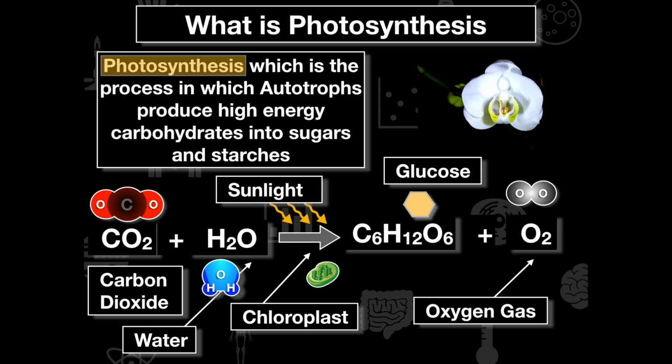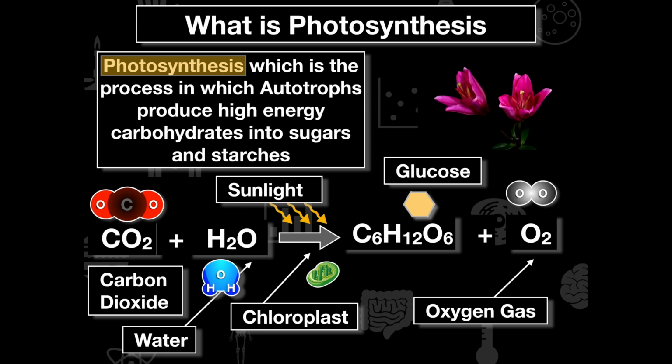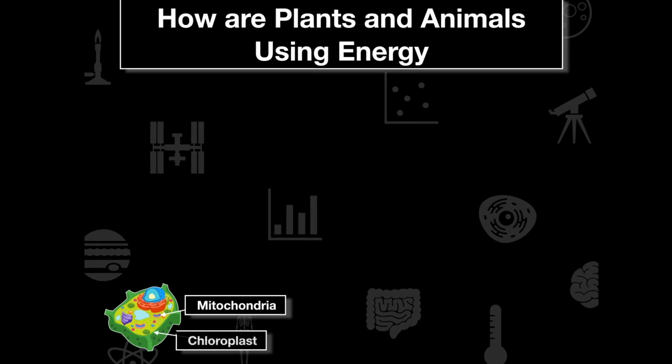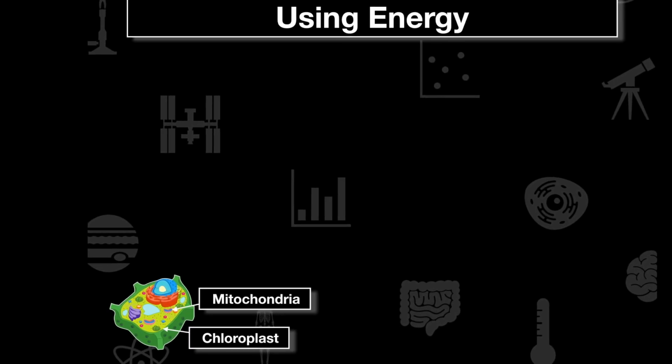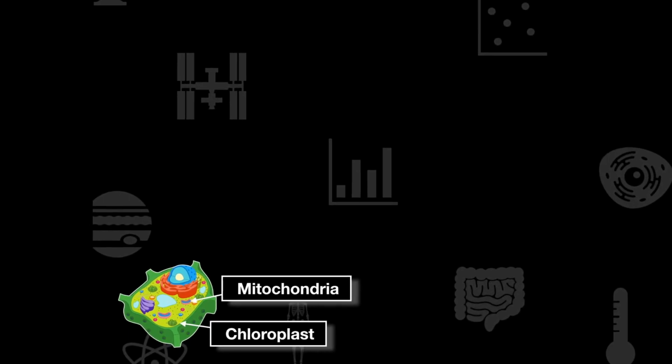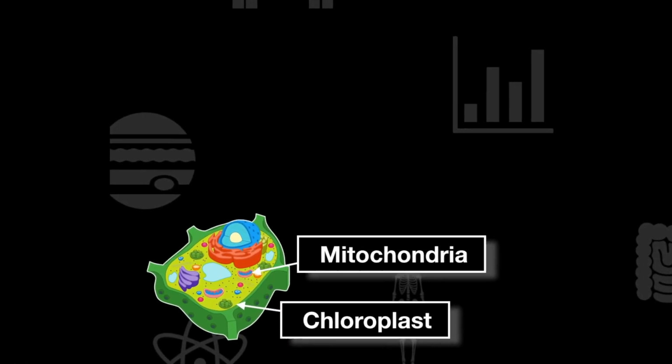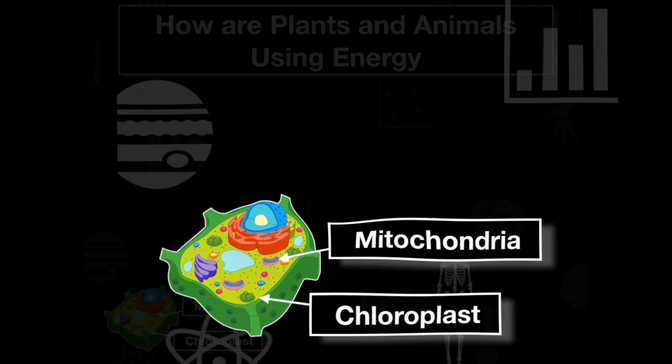So photosynthesis is for autotrophs, remember, organisms that produce their own energy. And we're going from light energy, energy from the photons, to chemical energy in the form of glucose. So how are plants and animals using energy? So remember, if we look at this cell, we are looking at the mitochondria and the chloroplast here. They are the organelles that will be producing the energy for plants and animals.